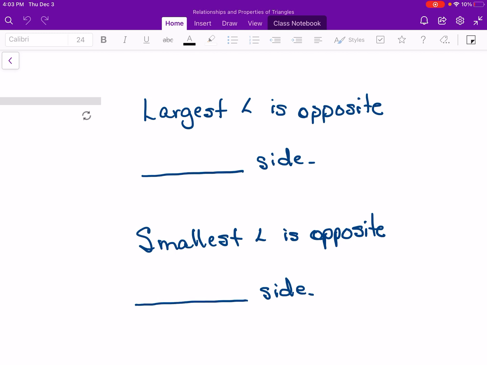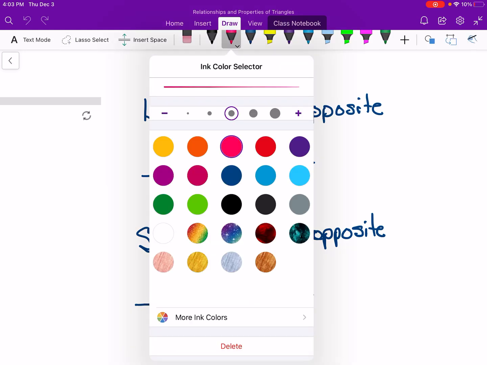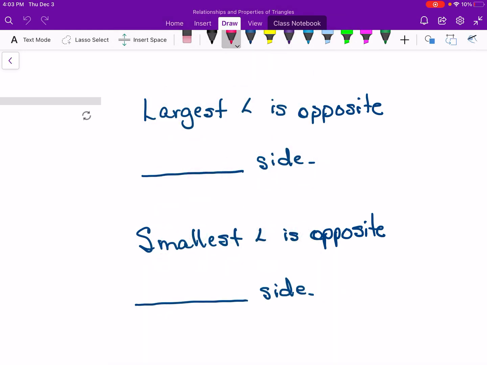Well, if you played with that GeoGebra app a little bit, I would think that you probably figured out the same thing that the kids in class figured out, that the largest angle is always opposite the longest side, and the smallest angle is always across from the shortest side. Largest angle is opposite the longest side, smallest angle is opposite the shortest side.